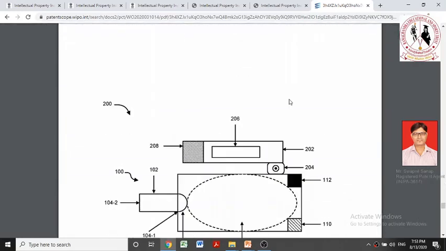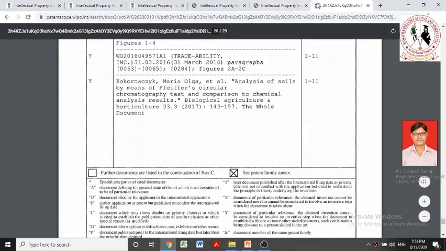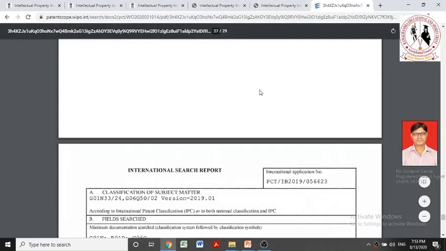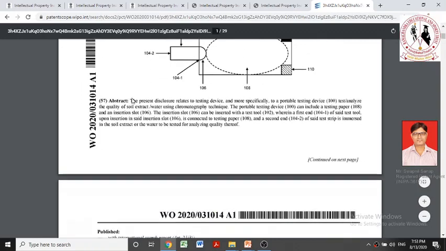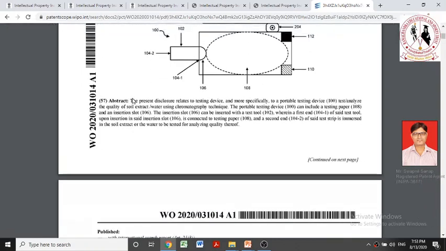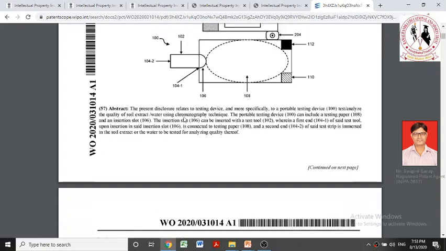Then the important part is the abstract. If you see, the abstract, as per the sequence, is generally provided on the last page of the document, but since it is published, it can come on the first page. It is totally at the discretion of the patent offices where to publish this particular abstract.